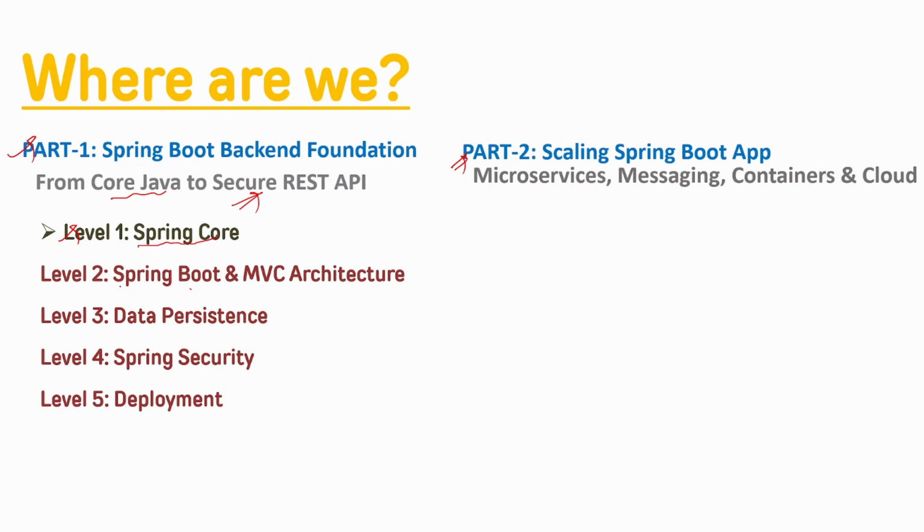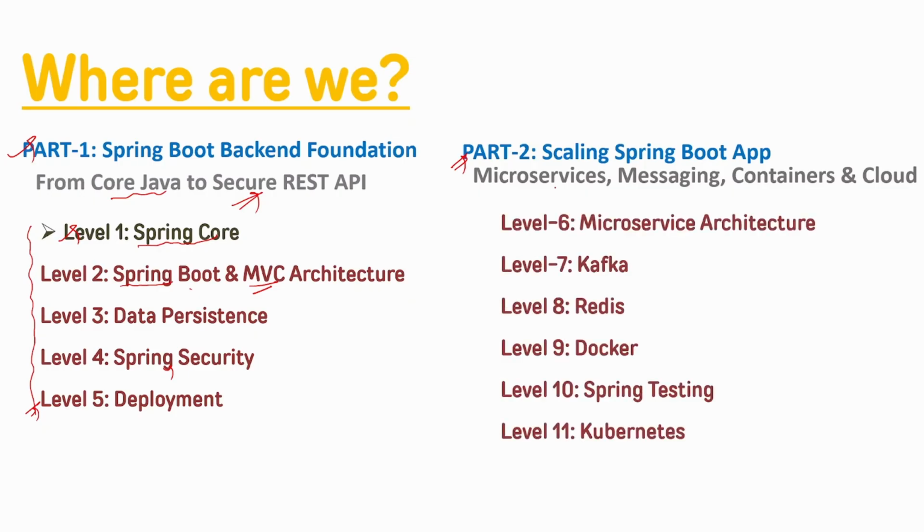In level 2, we will learn about Spring Boot and the MVC architecture. In level 3, we will learn how we can add a database to our Spring Boot application using databases, MySQL and JDBC. In level 4, we will learn how we can add security to our Spring Boot application. And in level 5, we will learn about deployment, how we can deploy our Spring Boot application. So this will complete our part 1. And in part 2, we will learn about how we can scale our Spring Boot application, from microservice architecture, Kafka, Redis, Docker, Spring Test, and Kubernetes.